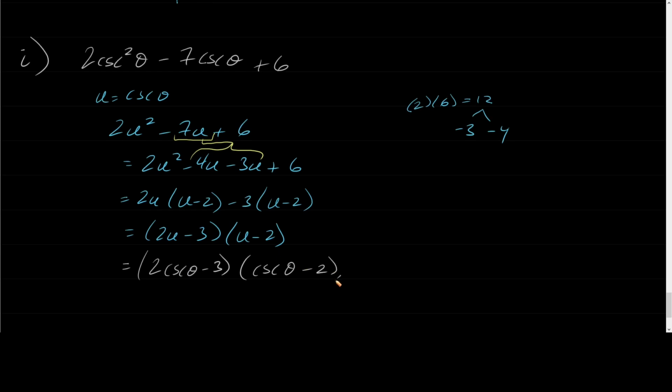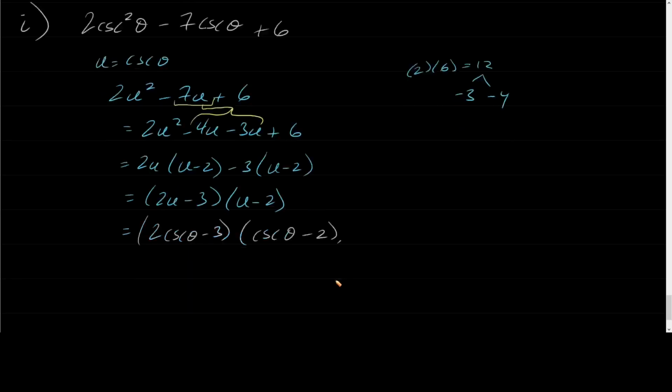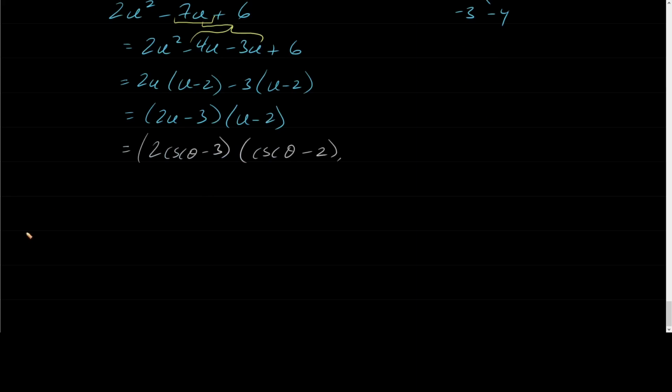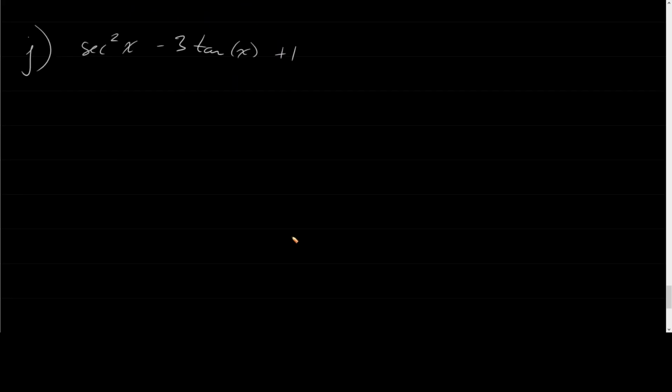Let's do another one factoring. All right. So that was ij. Let's say that I had something like secant squared x minus 3 tan x, and then that plus 1. And in here, you might think to yourself, well, how are we going to do a u substitution if we're working with two different trigonometric functions?